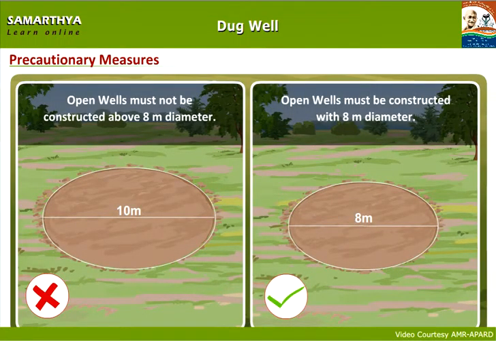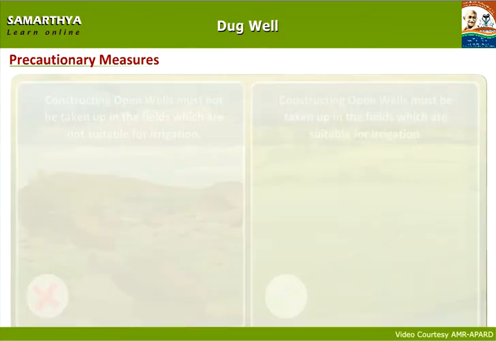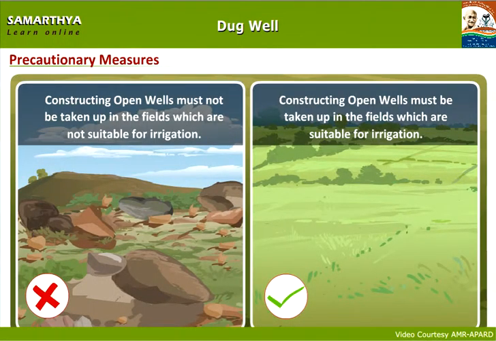Open wells must not be constructed above 8 meters diameter. Open wells must be constructed with 8-meter diameter. Constructing open wells must not be taken up in the fields which are not suitable for irrigation. Constructing open wells must be taken up in the fields which are suitable for irrigation.